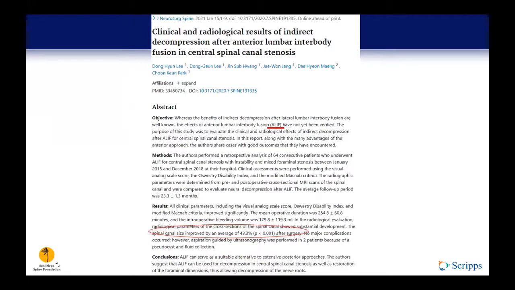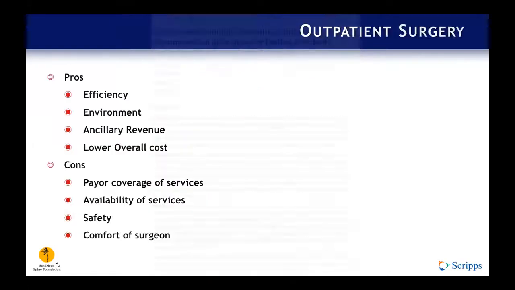And here's one looking at ALIFs, again indirect decompression surgery, and they found that the spinal canal size improved by an average of 43%. So there are several studies looking at the spinal canal size, foraminal area, et cetera. I think about 30 to 40% is a pretty common finding.